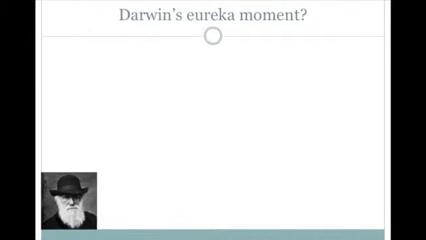Now, it's believed that he had a eureka moment. It's certainly something that Darwin himself claimed. A moment when he suddenly realised that species were not fixed, that species evolved. And it's very important that we understand this eureka moment because it feeds into a lot of the resistance that people had to Darwin's idea of natural selection.